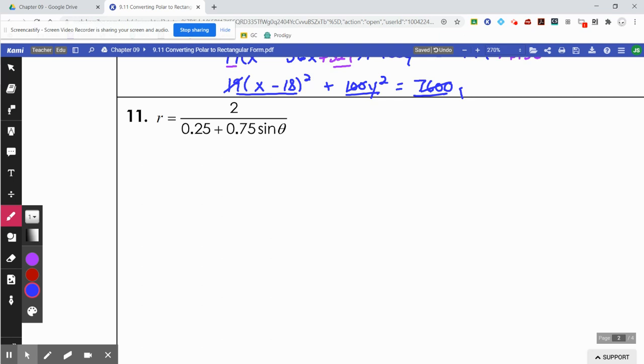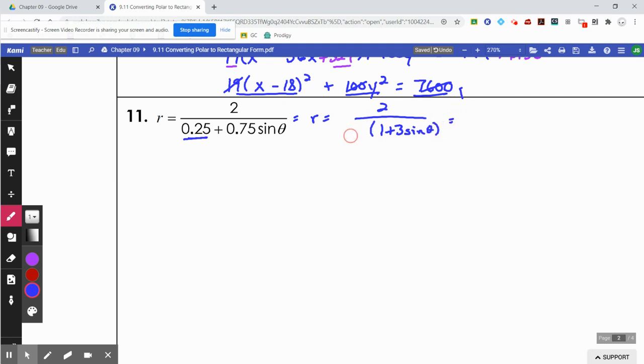Okay, the last one, number 11. Start out the exact same way. Let's look at our eccentricity first. I'm going to clean this up just a little bit. So you have r is equal to 2 over. You've got to factor this out, and it gives you 0.25 times 1 plus 3 sine theta.